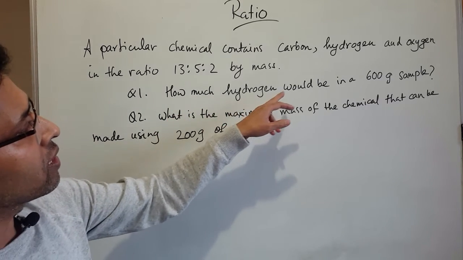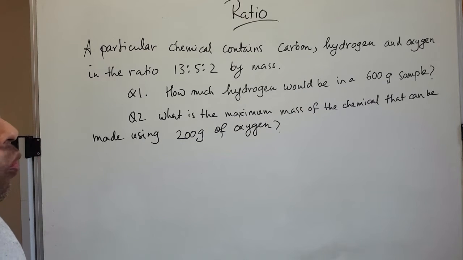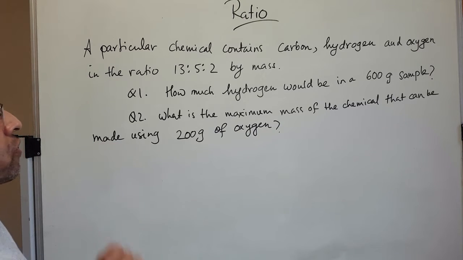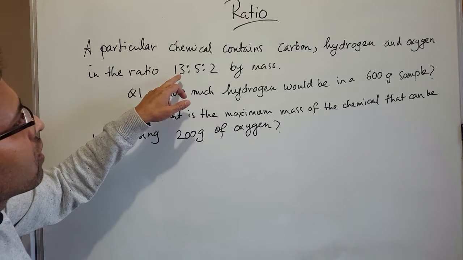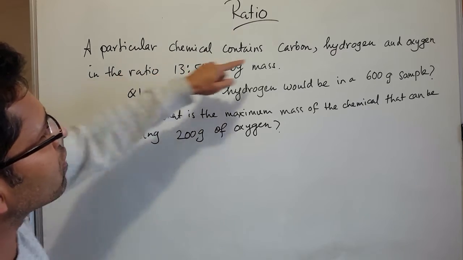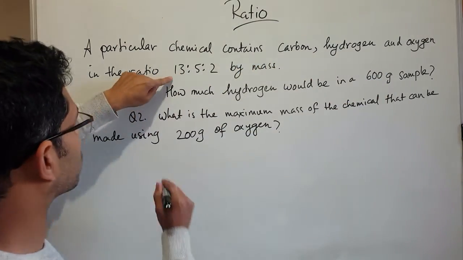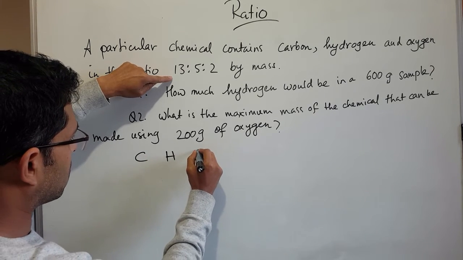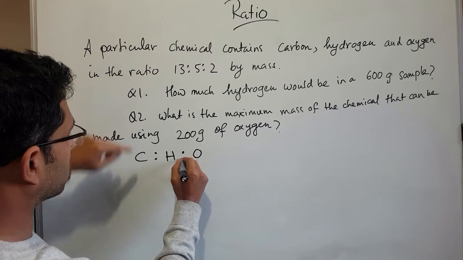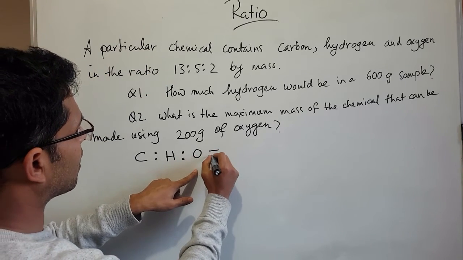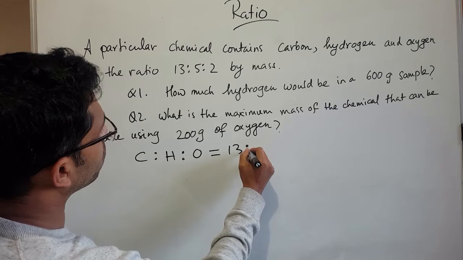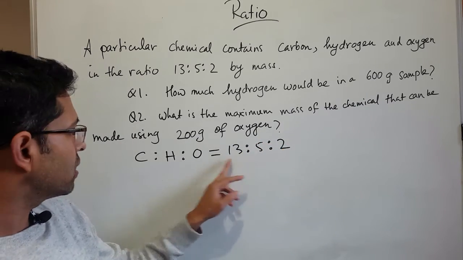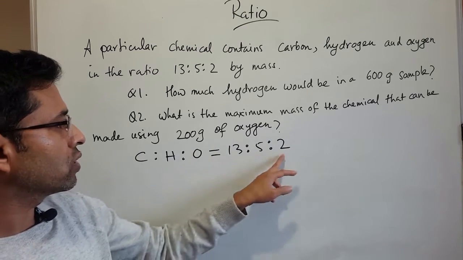How much hydrogen would be in a 600 gram sample? The whole sample is 600 gram. And out of that 600 gram, how much would be the hydrogen? So first look at the ratio of carbon, hydrogen and oxygen. We can write down carbon, colon, hydrogen, colon, oxygen, and the ratio is 13:5:2. So that's clearly showing that carbon is 13 parts, hydrogen is 5 parts and oxygen is 2 parts.